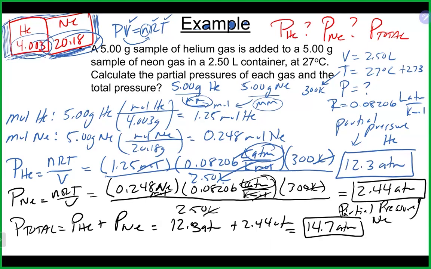Which one's contributing more pressure, helium or neon? The reason for that has to do with these numbers. Helium is much, much lighter. Since it's lighter, it's going to be flying around at a very high velocity, much faster than neon. And because it's flying around a lot faster, it causes more collisions and more pressure. Any questions on that there?